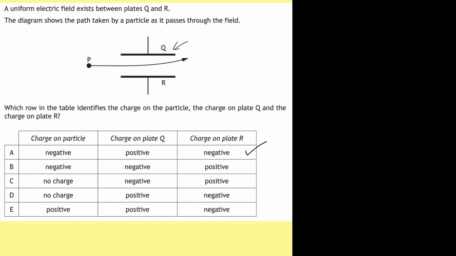Let's check the other ones just to check. Negative particle going in. If Q is negatively charged, we would not see that path. We would see the particle being repelled from plate Q. So that's definitely wrong. If there was no charge on the particle, it would continue straight through the field. So these two are both wrong. If there was a positive particle going in, again, it would be repelled from plate Q if it had the same charge. So that one's wrong. So our answer is definitely A.